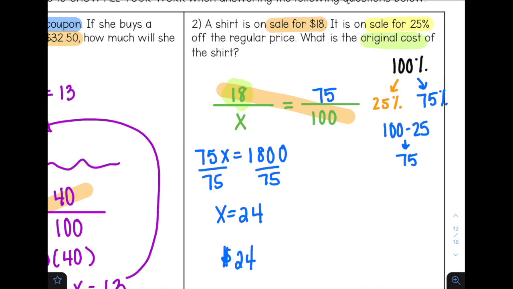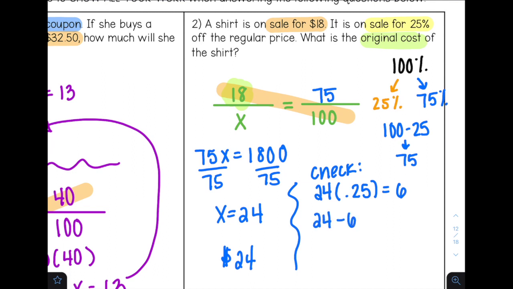So if you have the original amount, which is 24, and we're checking this, you multiply that by your 25%, you're going to get 6. And that's how much you save. So 24 minus 6, you're going to get 18. So $18 is your sale price. That works out. $6 is how much you saved, but you didn't have that in your original. So just be careful.